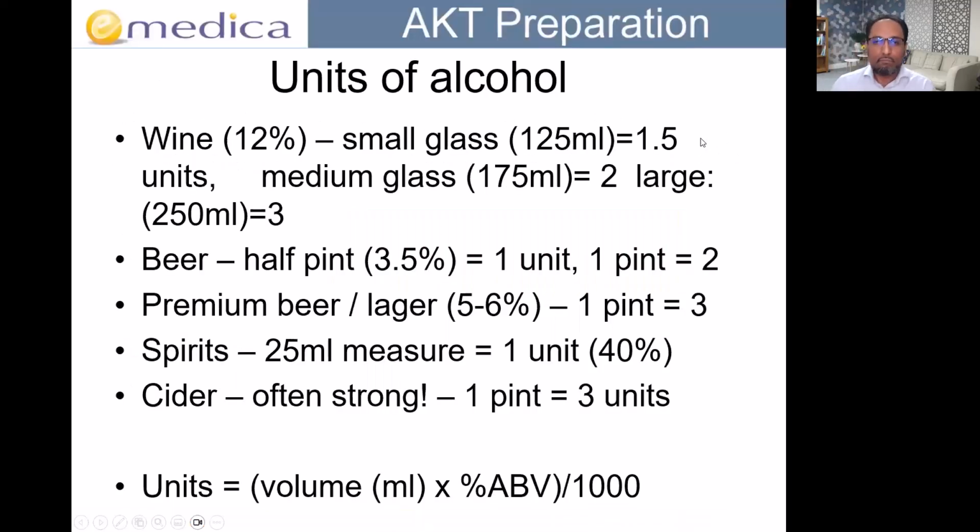So units of alcohol. Wine at about 12%, a small 125 ml glass is about 1.5 units. Therefore, a large 250 ml glass is about 3 units, roughly. Now, sometimes it'll be stronger, sometimes weaker than that. Then you can use the formula to be accurate. Standard strength beer is about 3.5 to 4%. A pint of that is roughly 2 units. Premium beers and lagers, which are about 5 to 6%, a pint's roughly 3 units. Ciders are similar, a pint's about 3 units. Then spirits, 25 mils of anything at 40%, which is the most common strength of spirit sold in the UK, is 1 unit. And then the formula is there so you can do it accurately.